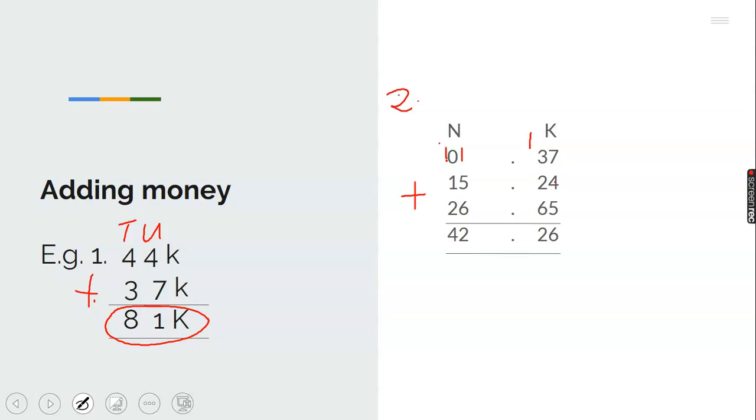So this brings us to our final answer. Our answer now is 42 naira 26 kobo. That's what we have here. 42 naira 26 kobo.